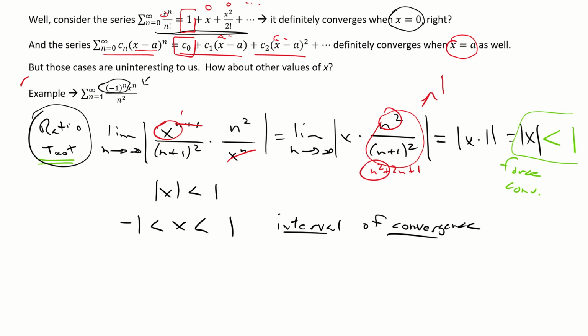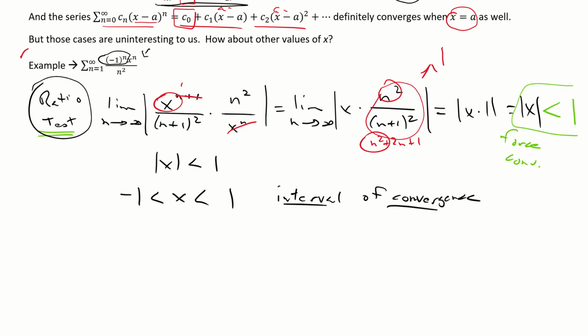Awesome. Good to know. Okay, there's one more thing, though. Here's the last thing. What about the actual numbers -1 and 1? We have to, in this case, this is part of the homework, test the endpoints. It just makes things complete. It might be important, okay?